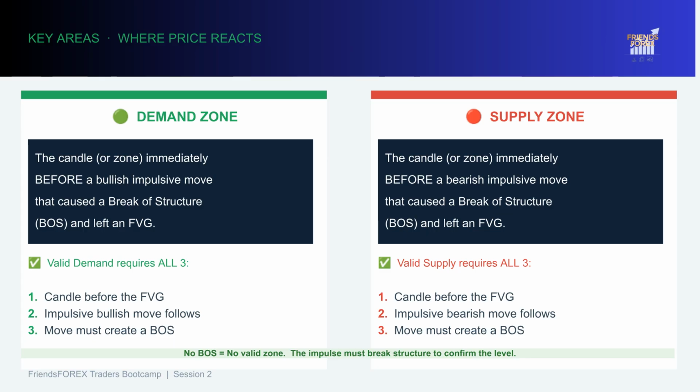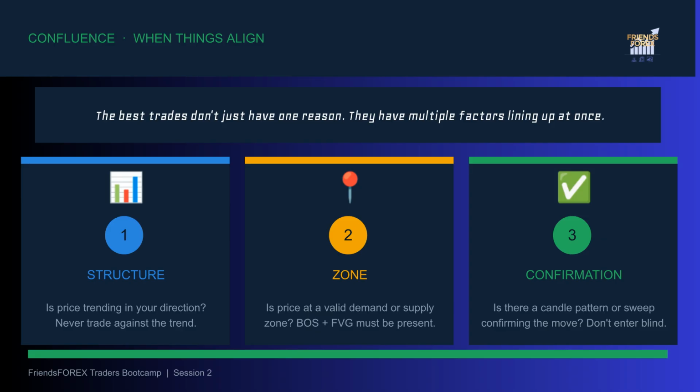Price reacts in key areas. A demand zone is the candle immediately before a bullish impulse that caused a break of structure, a BOS, and left a fair value gap. A supply zone is the candle immediately before a bearish move that caused a BOS and left a fair value gap. The best trades have confluence, meaning multiple factors align.